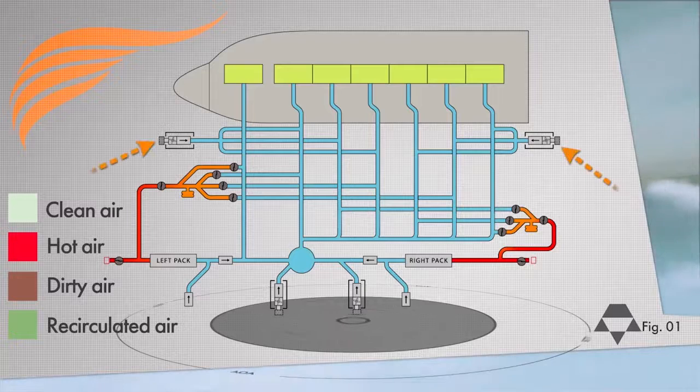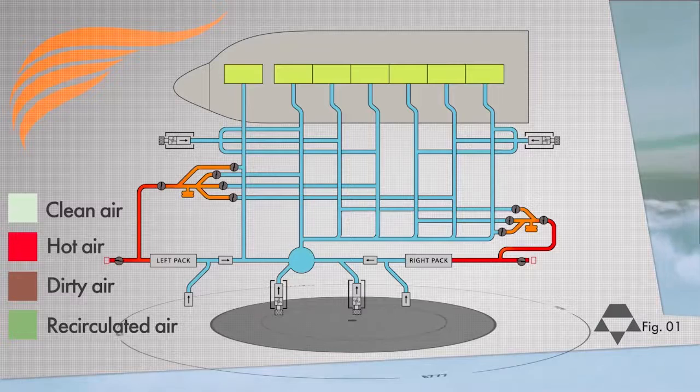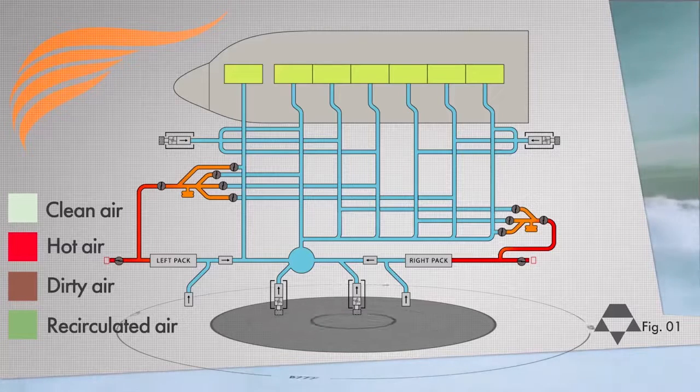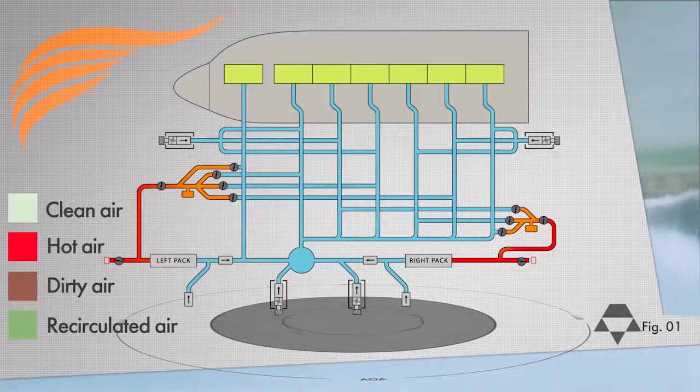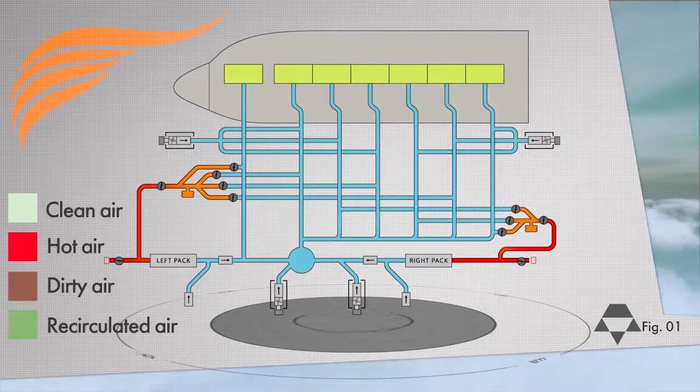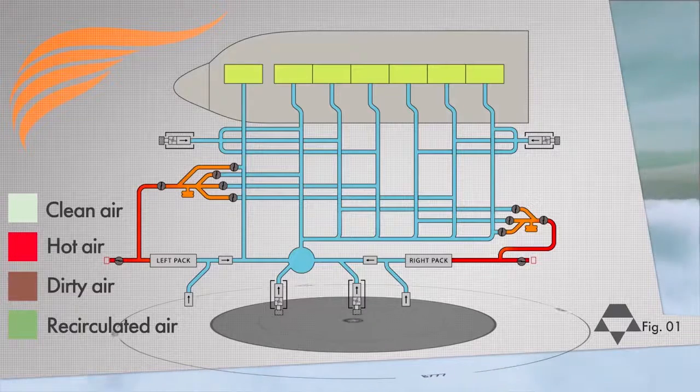Therefore, recirculation fans in the passenger cabin help to minimize pack workload by taking cabin air, running it through cleaning filters, and then pumping it back into the cabin. Conditioned air is not only provided by the air conditioning packs. Ground-supplied pre-conditioned air may also be fed into the aircraft through a series of ports in the lower fuselage.